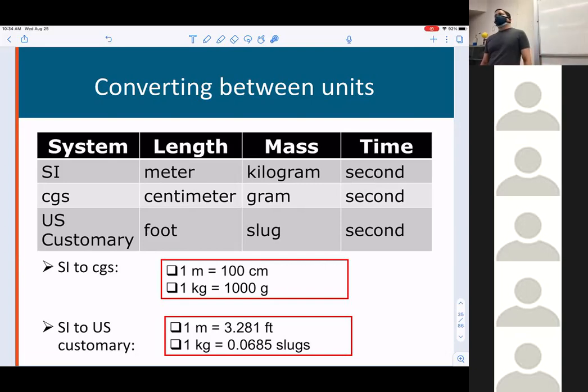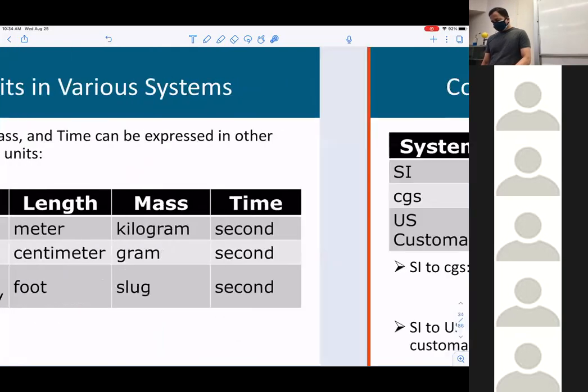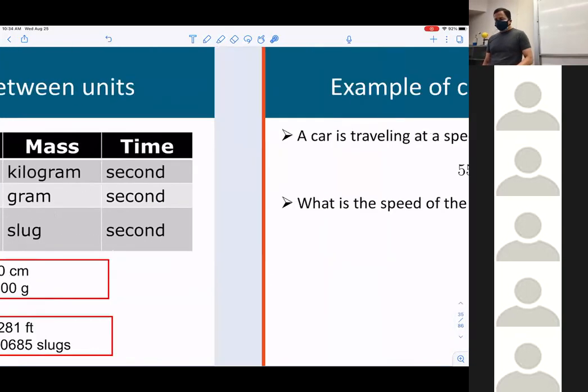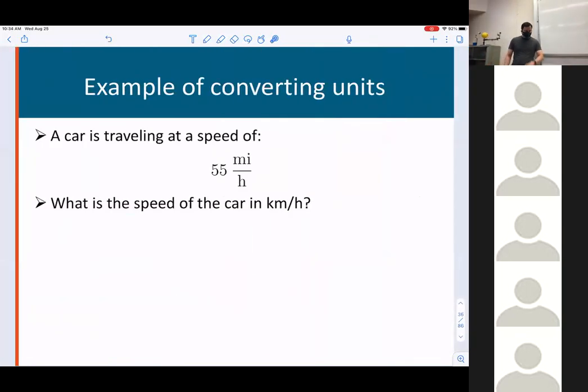I think that's the last time we'll ever talk about a slug. So unless WebAssign is trying to mess with you. Any questions on that? Actually, somebody should Google how they came up with the definition of slugs. There's probably some history behind it. Is it actually the mass of a slug or something? Who knows?